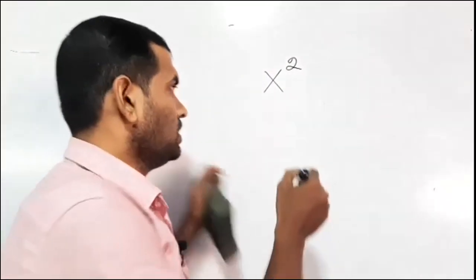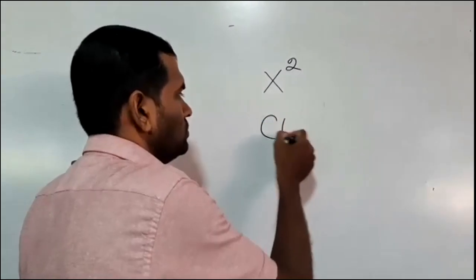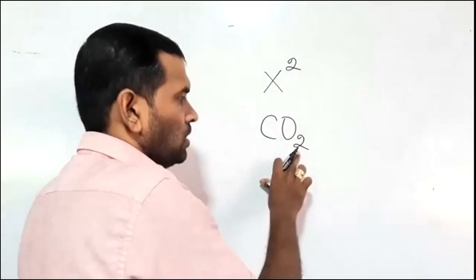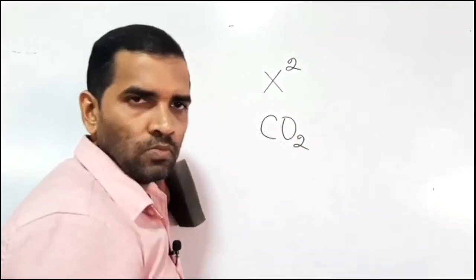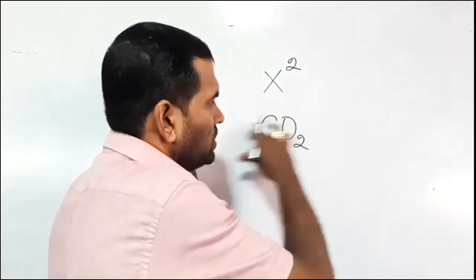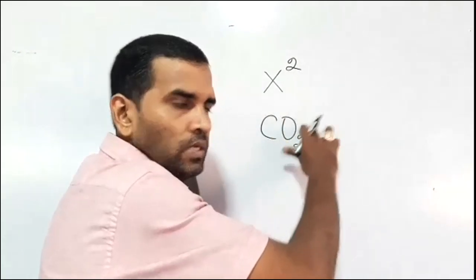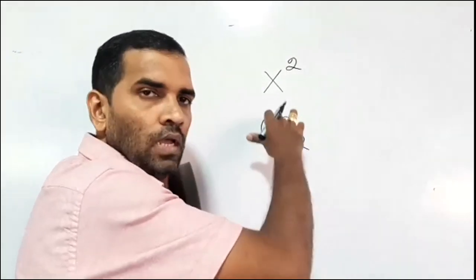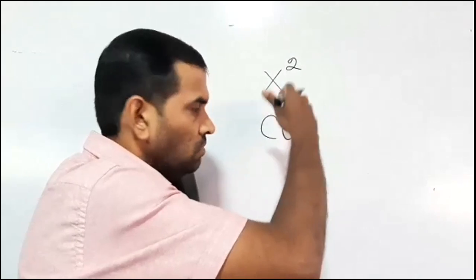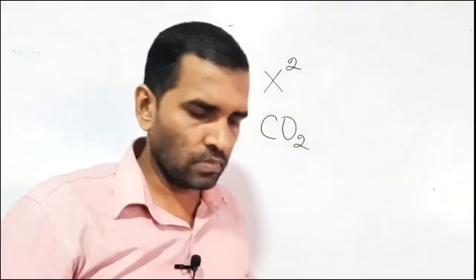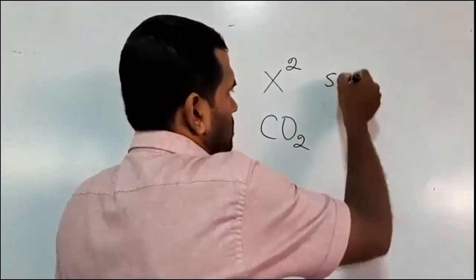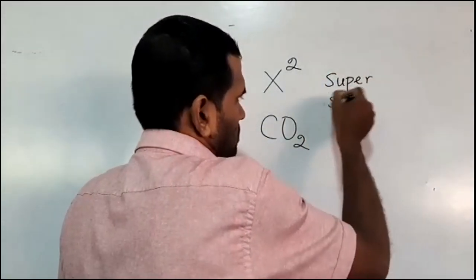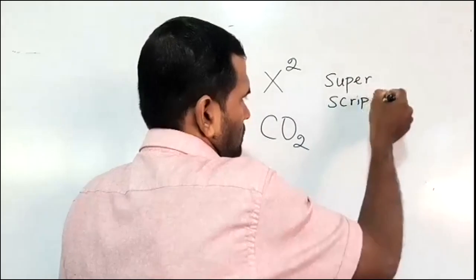Superscript. But if it is subscript, right? If it is CO2, this is called subscript. Look at the position of this 2. This 2 comes little below. The original position is this one. The normal position is this one. C and O, they are in normal position, but 2 comes little below. So definitely this is subscript, right? This is superscript. This is subscript.